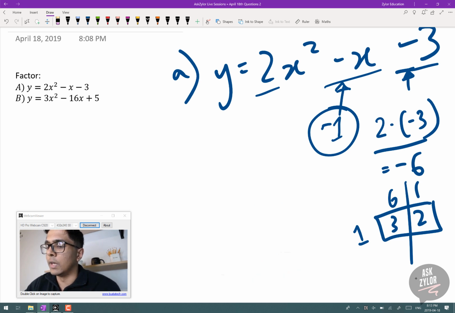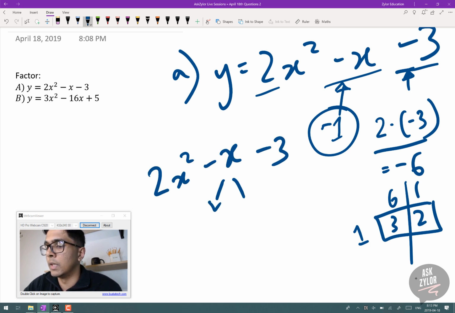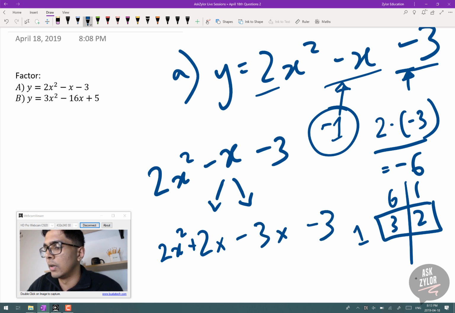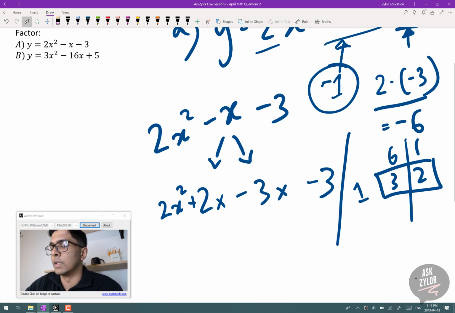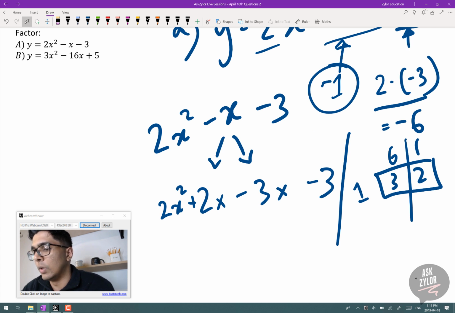So then I'm going to perform decomposition. So I have 2x squared minus x minus 3. So I'm going to break up this negative x into 2x and minus 3x, which is essentially the same equation as above. But the reason I do this is so I can factor by grouping.